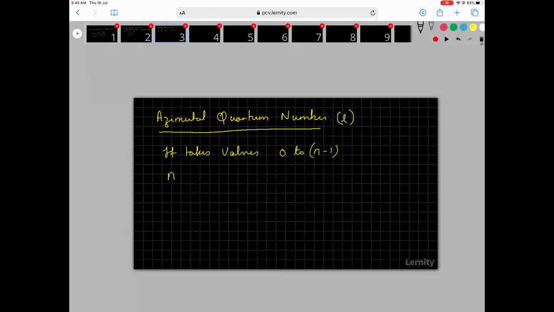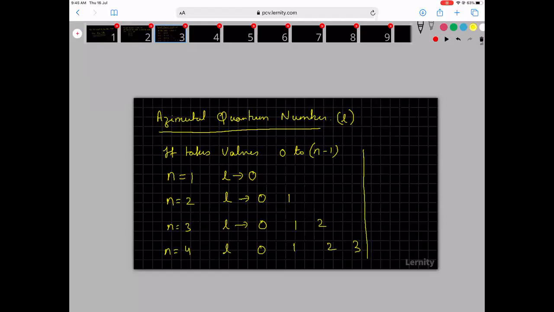So if n is equal to 1, the only value L will take is 0. If n is equal to 2, L will take values 0 and 1. If n is equal to 3, L will take values 0, 1 and 2. If n is equal to 4, L will take 0, 1, 2, 3. This is more than enough for us to cover all the elements.